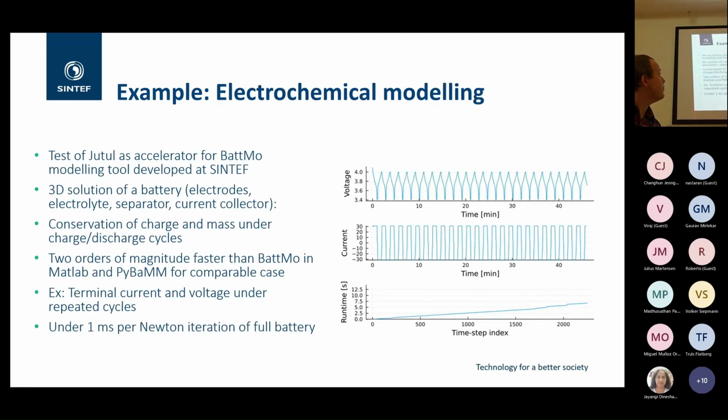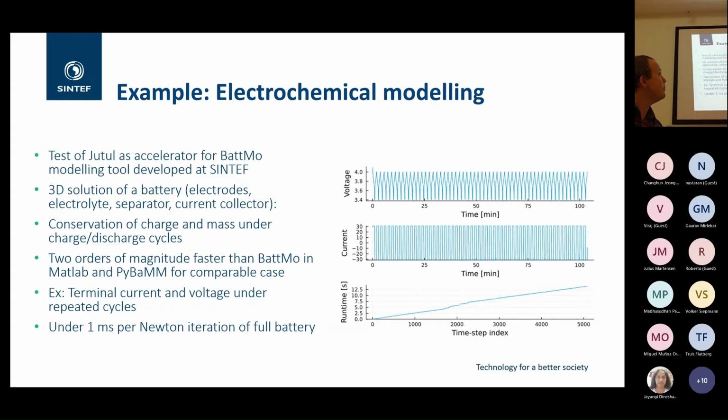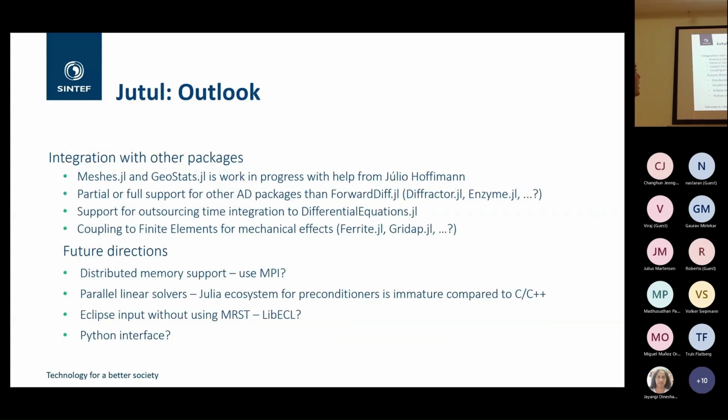Yeah, it's just an example of doing battery simulation in the same thing, but I think I'll skip this for the next speaker.